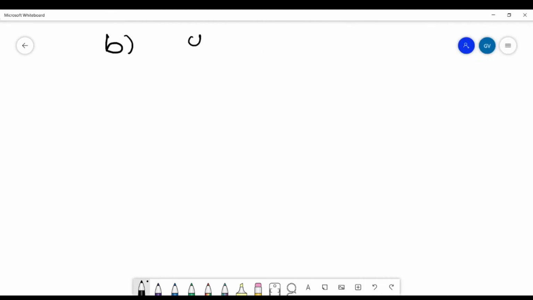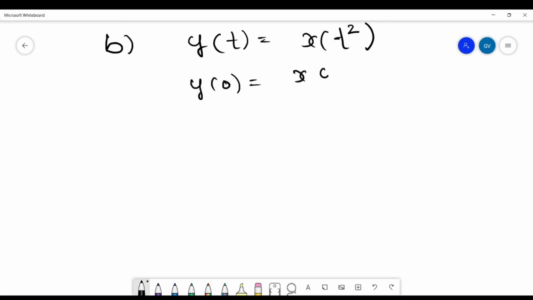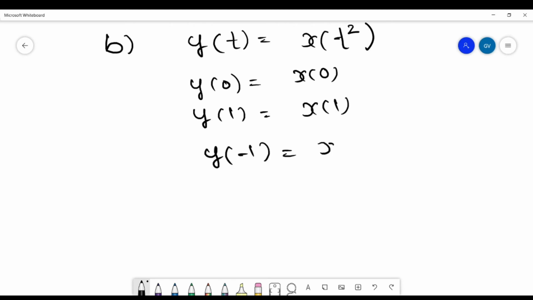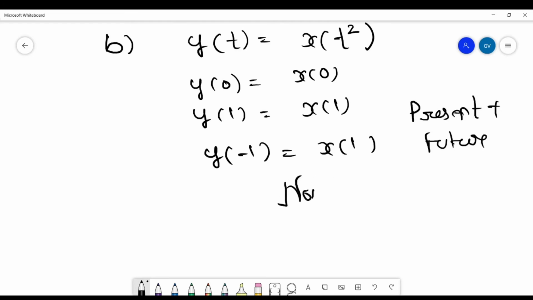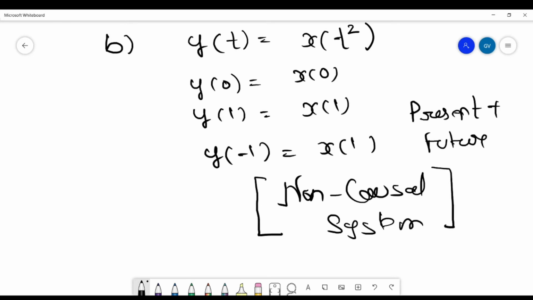If I take another example, let's suppose y of t is equal to x of t square. So here y of 0 will be equal to x of 0, y of 1 will be equal to x of 1, but y of minus 1 will be equal to x of 1. That means it is depending upon present plus future also. So it is future. So this is a non-causal system.